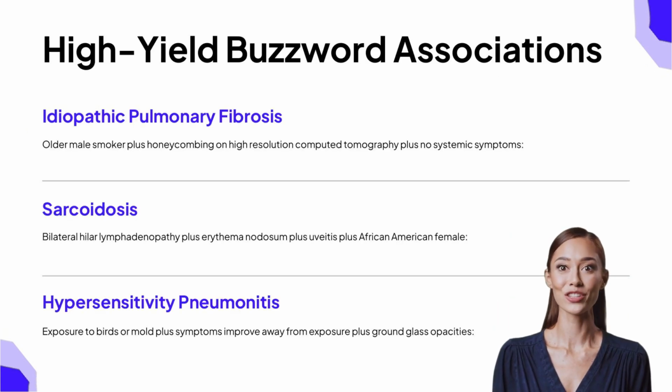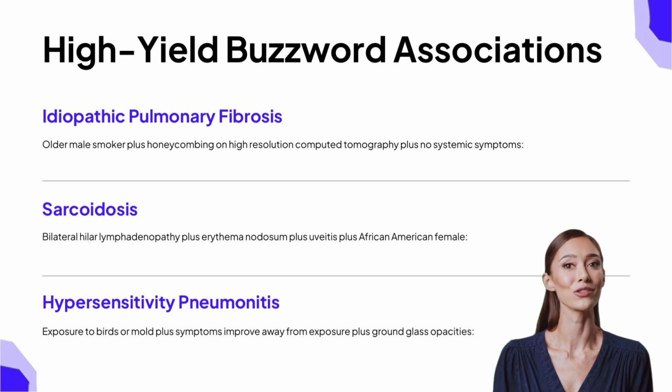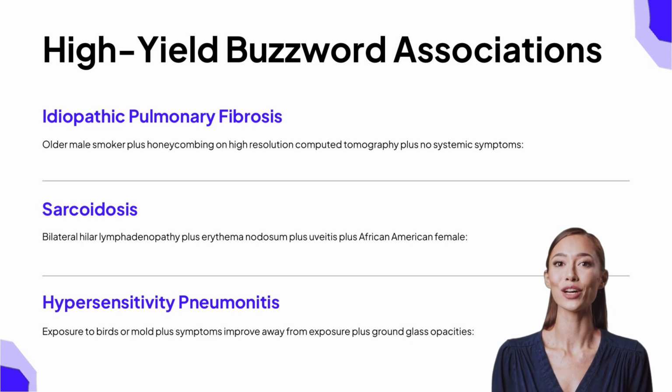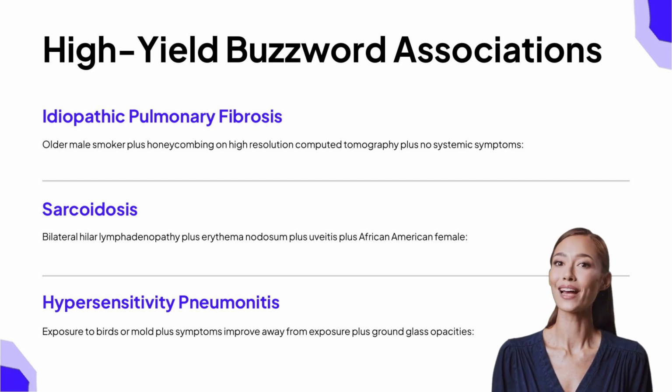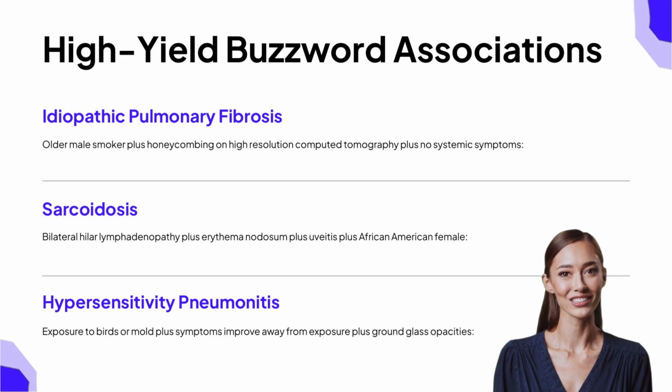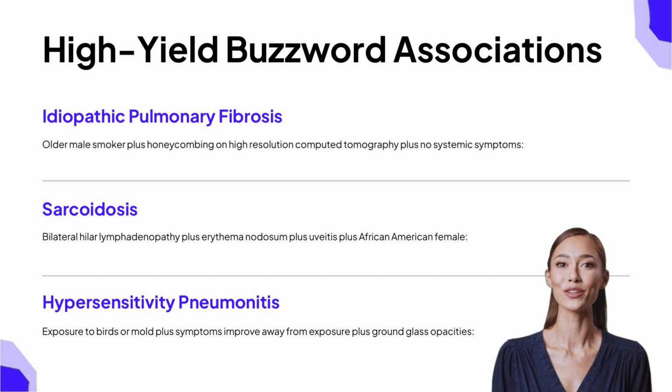Let's lock in these buzzword associations because they appear constantly on boards. For idiopathic pulmonary fibrosis, remember: older male, smoking history, honeycombing on high-resolution CT, and critically, no systemic symptoms. For sarcoidosis, the classic triad is bilateral hilar lymphadenopathy, erythema nodosum, and uveitis, often in a young African-American woman. For hypersensitivity pneumonitis, always look for an exposure, whether it's birds, moldy hay, or hot tubs, and symptoms that improve when the patient is away from that exposure.